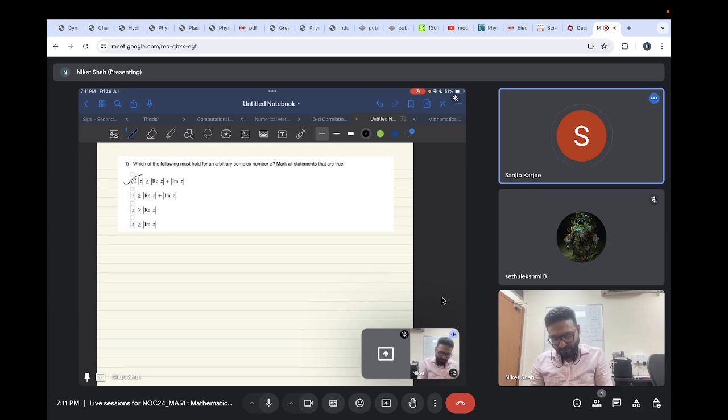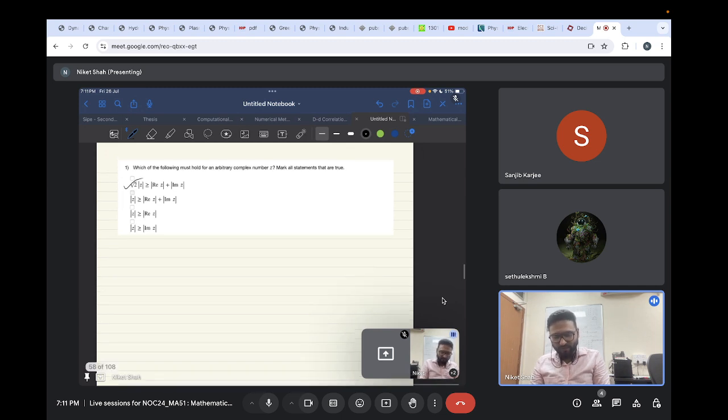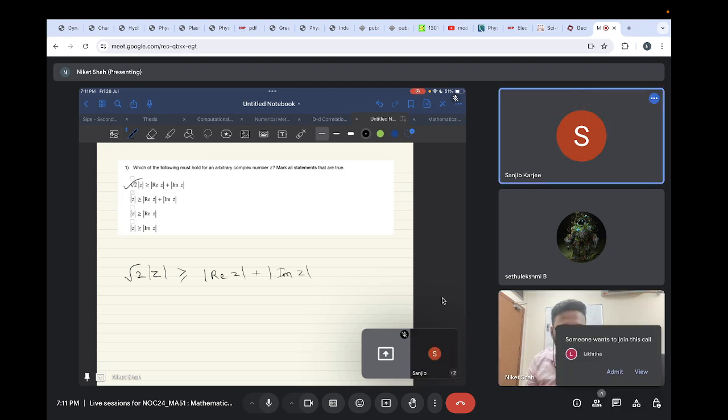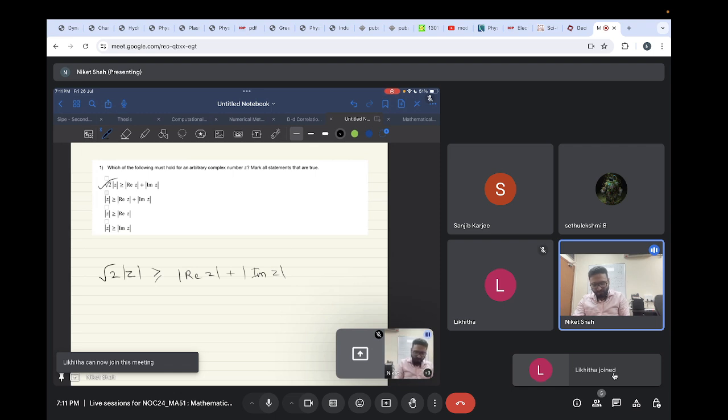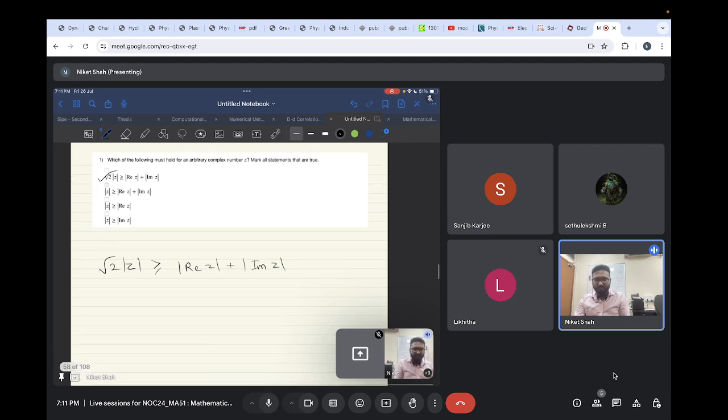Okay, so let's start with the first one. This is assignment one, question one. The question is, which of the following must hold for an arbitrary complex number z? Mark all the statements which are true. A few statements you might yourself know to be false or true. I am going to start with the first one: square root 2 mod z is greater than or equal to mod real part of z plus mod imaginary part of z. So I'm going to try and prove this inequality. The rest you can prove yourself.